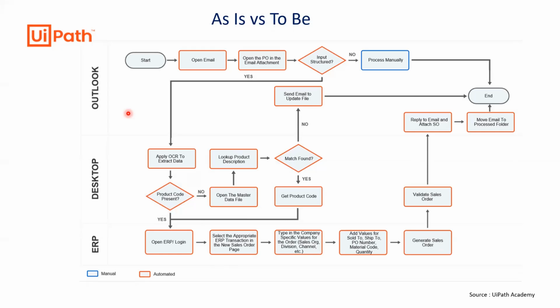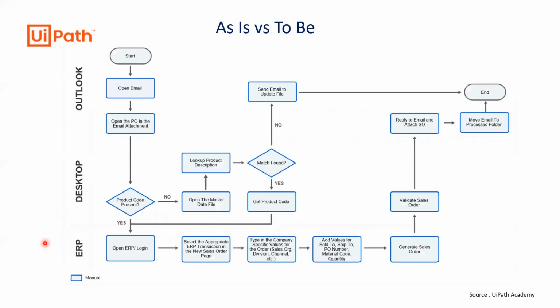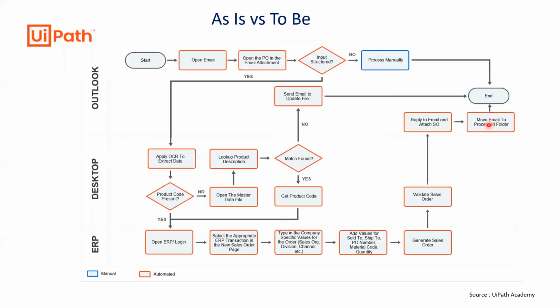No, Mukesh. So that circles back to the first point, that whenever we have to understand a business process, we have to understand the input, the process flow, the source applications, and the output, right? Now, in this case, the output was exactly the same. Send an email, move to the process folder. The same thing is happening here. Okay, so that was as is versus 2B.